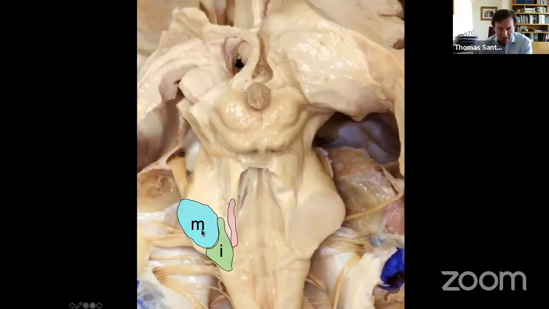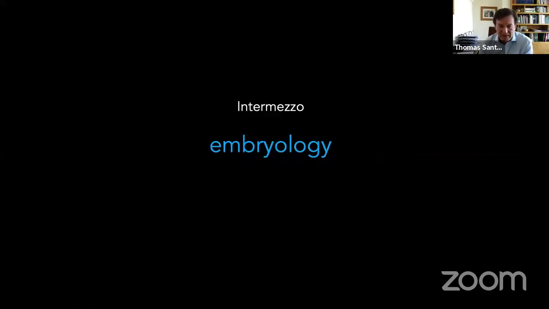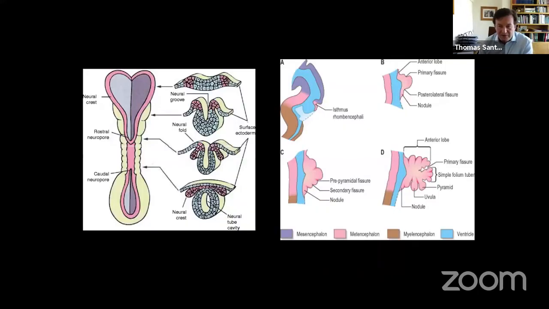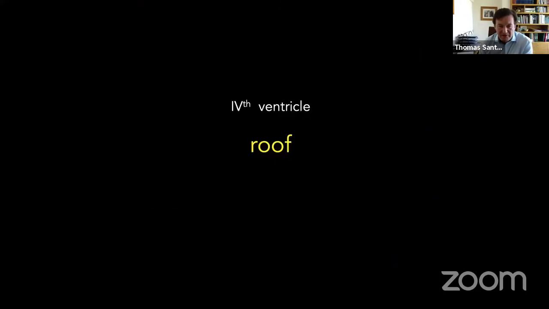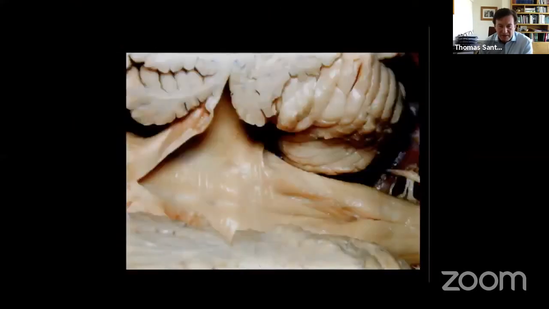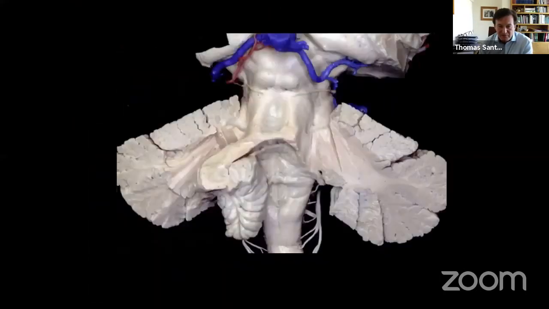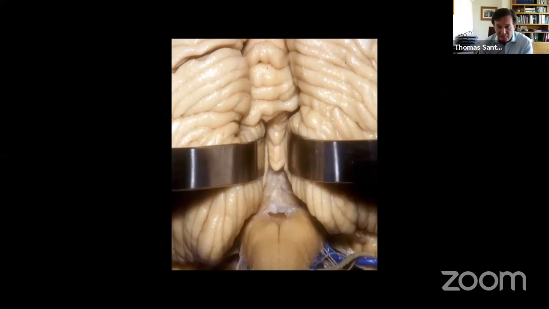Just showing that's the middle cerebral peduncle, that's the inferior cerebral peduncle, that's the superior cerebral peduncle on a cross section. So it's really the superior cerebral peduncle and inferior cerebral peduncles that form the lateral wall. I think we will just skip the embryology now and just discuss some of the parts of the roof, which is the essence of what we want.